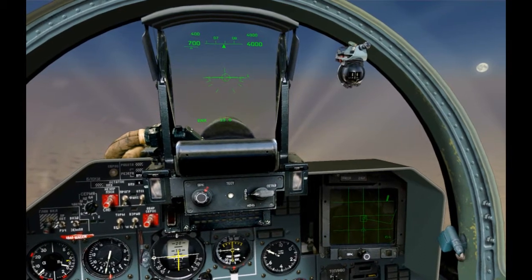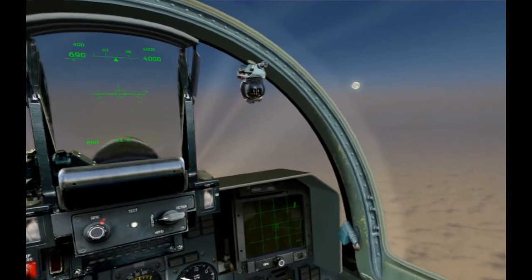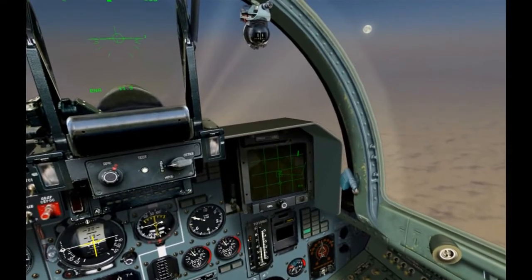Nice thing about the MFD is you can see visually how far you are away from the waypoint, when you should turn, and which direction you should turn, as well as how far you should turn.